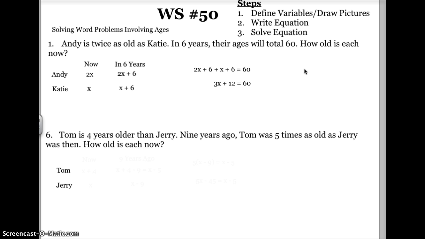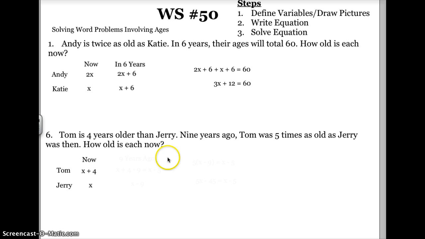Now let's look at number 6. Number 6 says Tom is 4 years older than Jerry. 9 years ago, Tom was 5 times as old as Jerry. So again, I'm going to make a table. I'm going to use now and 9 years ago. So my table now looks like this. Tom is 4 years older than Jerry, so I let Jerry be x, and that makes Tom x plus 4.